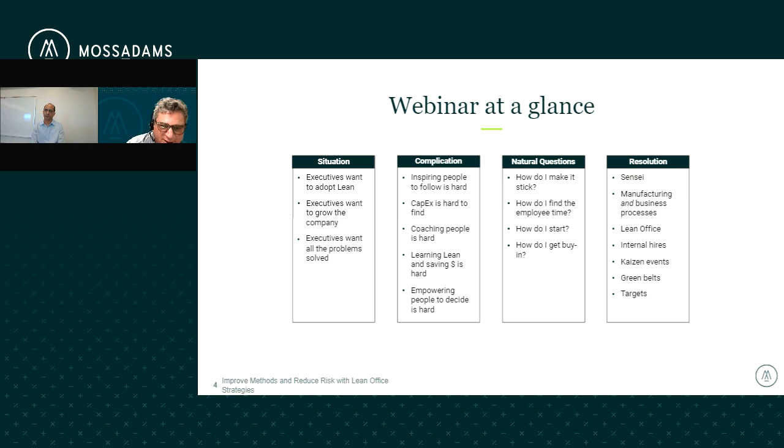Learning Lean and saving money can be a challenge as well as you implement and create the cultural changes that are needed. And then empowering people to make decisions can be a challenge as you release control and empower your employees to help make decisions. So the natural questions, especially in change management, is, okay, I've made changes. How do I make them stick? And then to make these changes, how do I find the time for employees to engage in the self-empowerment that these operations entail? And then how do I start the journey to a Lean office? And then how do I get buy-in up and down the chain? Today, we're going to talk a little bit about that.